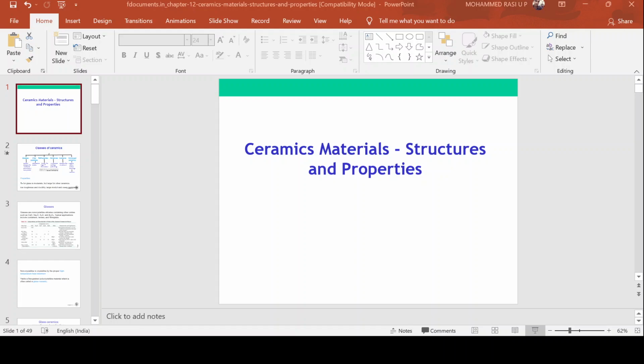Now let me introduce silicon carbide formation, where silicon and carbon combine to form silicon carbide, and the ionic bond character will be small in that case. So this is how it happens.